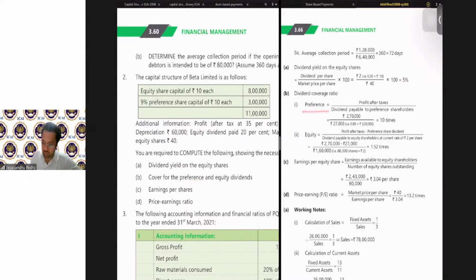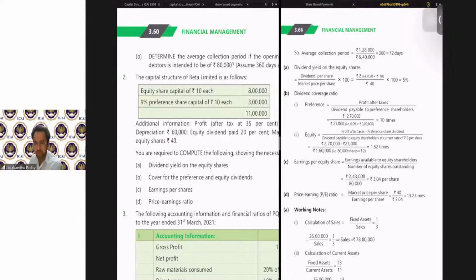Similarly, cover for preference dividend and equity dividend. Preference dividend coverage ratio is PAT upon dividend payable to preference shareholders. And equity dividend coverage is PAT minus preference dividend divided by the dividend paid to equity shareholders. Okay, and then earnings per share and price to earnings are quite simple.